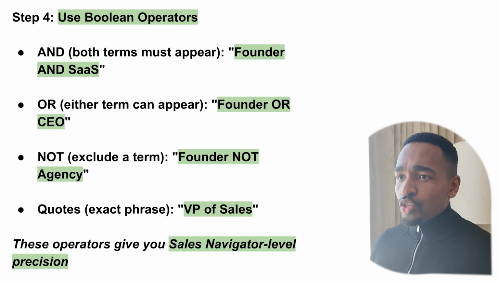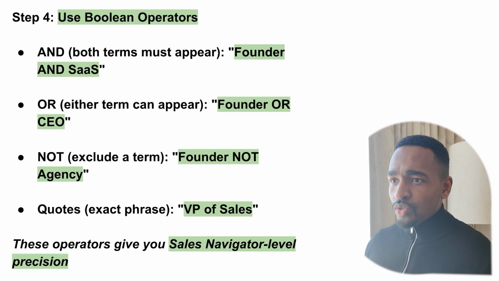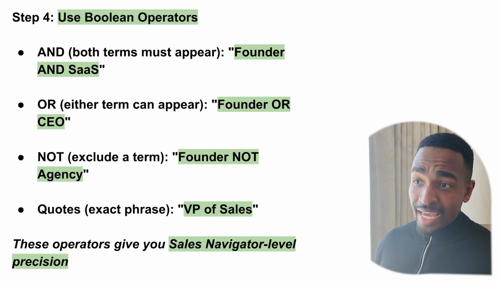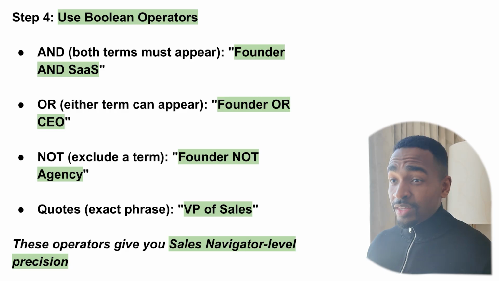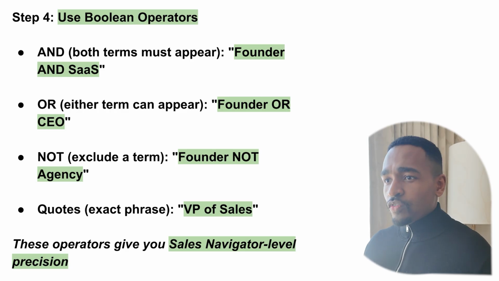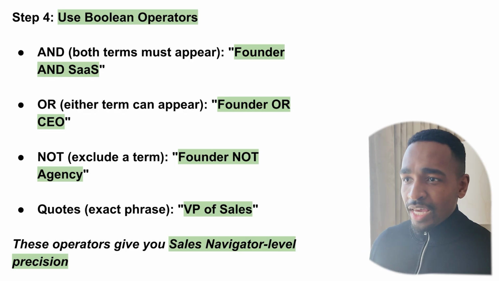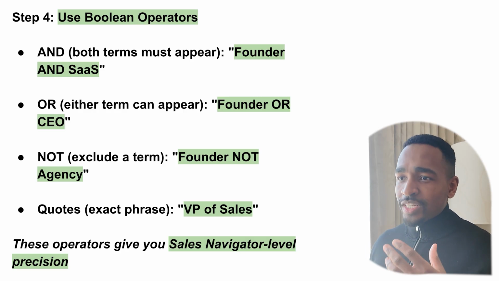So LinkedIn search supports Boolean operators, and here's how to use them. You've got the AND term, which is both, basically where both terms must appear. So for example, founder AND SaaS. And you've then got the OR term, which is that either term can appear, so either founder or CEO. Or you've got the NOT term, which is where you would exclude a term, so it might be founder NOT agency. And then you've got quotes, which is an exact phrase.